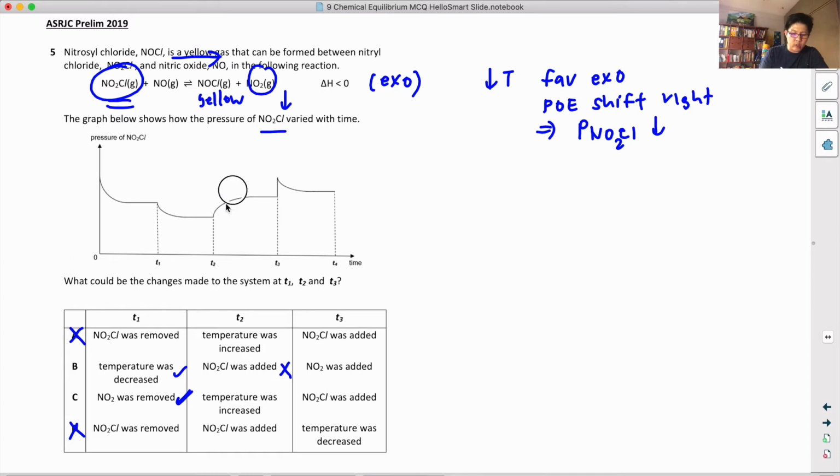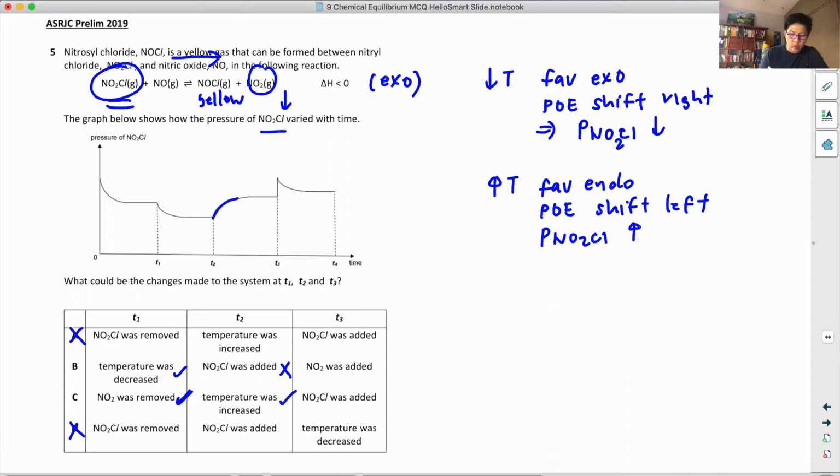Okay, but let's run through the whole of C. Temperature was increased. When temperature is increased, it will favor endo. All right, so favor endo means your position of equilibrium will shift left. Okay, favor the endo, shift left. So the pressure of NO2Cl will actually increase. So it does go up over here, so this is correct. Over here you can see there's a bump up, so this was added, which is true. So yeah, the answer should be C.